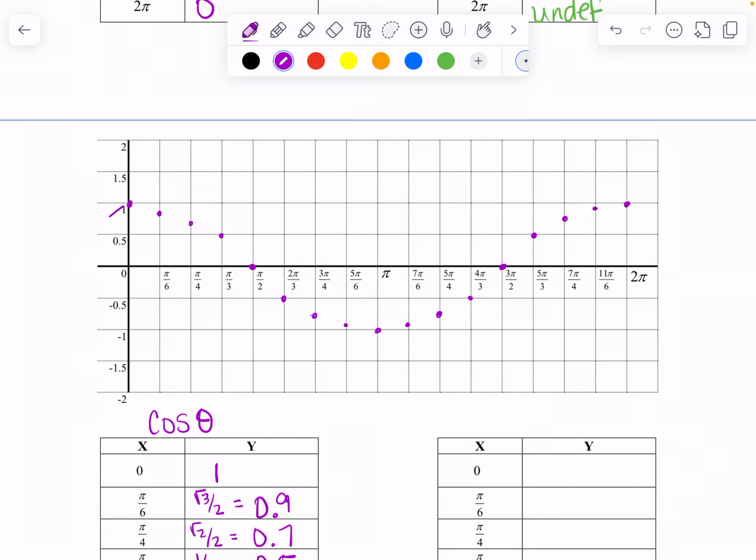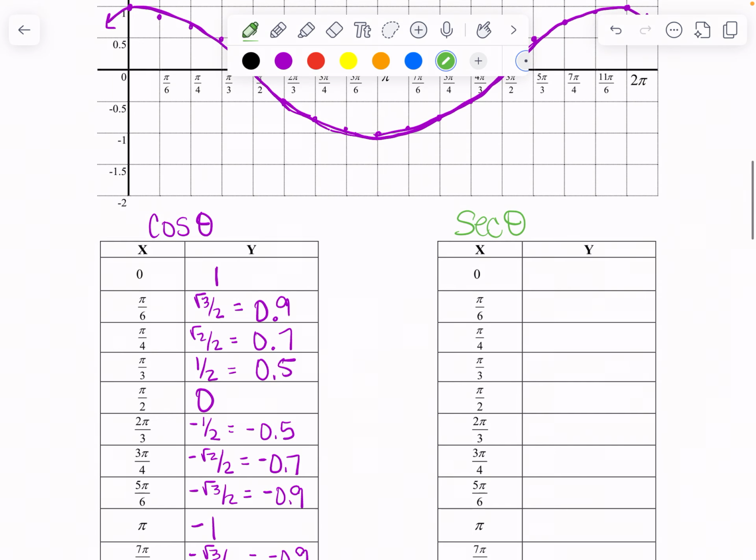Again, I'm going to give it a curve shape and connect the dots as best I can. I feel like my sine graph was a little bit more accurate. All right, so there's cosine. And now we're going to do cosine's reciprocal. Come on, buddy. Secant.